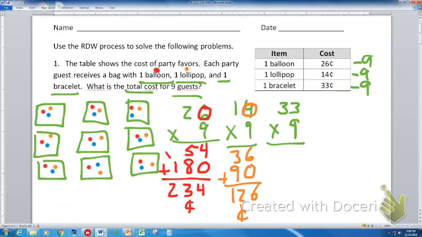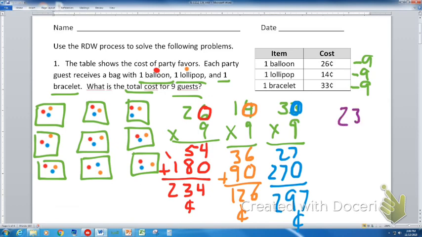3 times 9 is 27. We're done with the 3, so it becomes 0. So 30 times 9, put a 0. Now we have 9 times 3. So 30 times 9 is 270. Add them up. 297 cents. Now to find the total cost, you're just going to add all 3 numbers together.